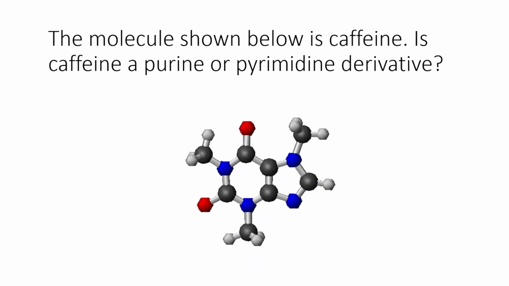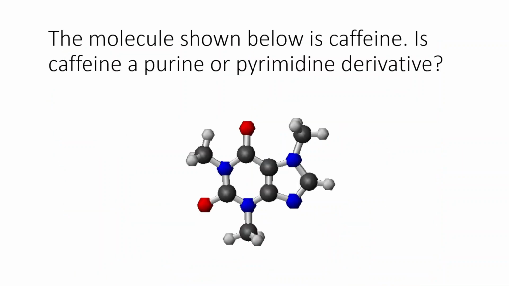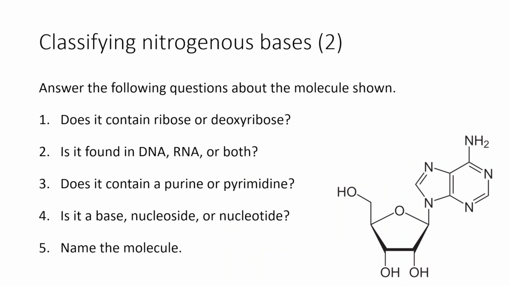So that's okay. So pyrimidines are the ones that have a single ring, right? They just have a single 6-membered ring. Purines have the double ring. It happens. It's fine. So this one is actually a derivative of purine. So let's talk more about this molecule on this slide.